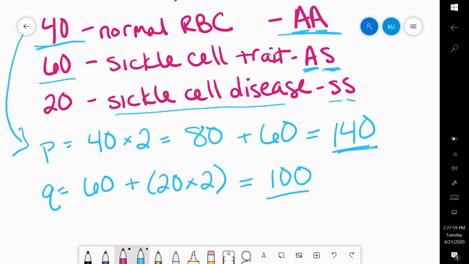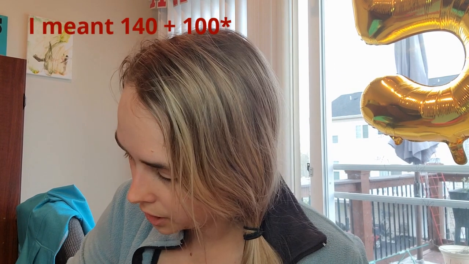Now in your problem in the classroom, you have it adding up to a nice 200 number for the total amount of alleles in the population. This one, because I just made up the numbers while we're talking, isn't a nice even number. It is 240 total instead of 200. So if we add the 140 plus the 100, that means there are 240 total alleles. So that is the whole population.